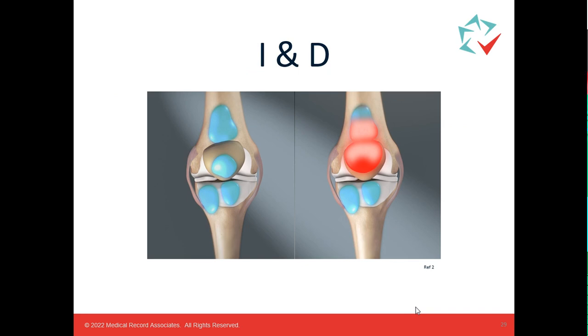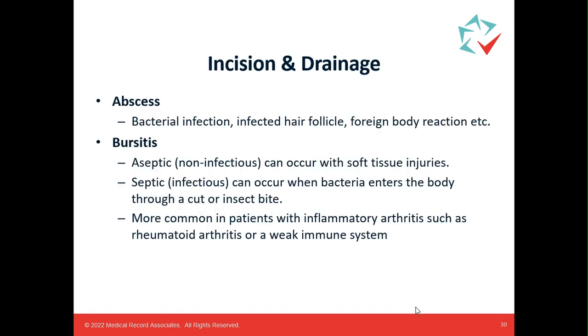Now we're going to move into some incision and drainage type procedures. So incision and drainage can be performed for different conditions, such as abscess, and these are bacterial infections. They could be infected hair follicles. Your patient could be having a foreign body reaction that's causing the abscess. Your provider might also be incising and draining a bursitis.